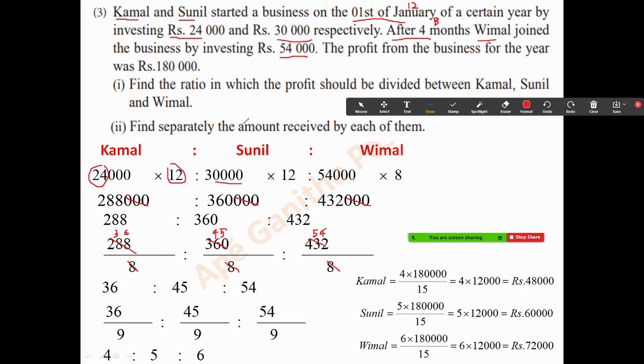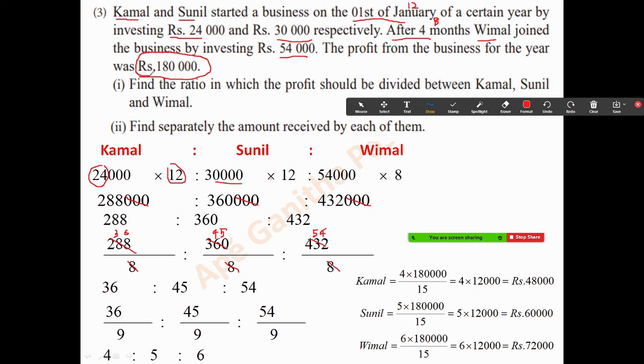Find separately the amount received by each of them. Now we have to find the profit. See this sentence: the profit from the business for the year was 180,000. In a business, there's a certain profit at the end of the year. What is the profit of the business at the end of the year? Profit was 180,000.